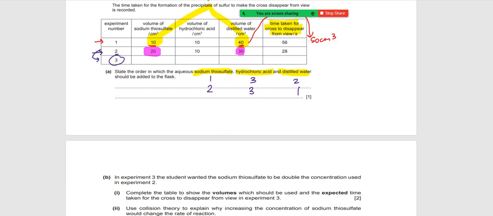What do I use? What sodium thiosulfate volume do I use? 40. And this one, the water, I use how much? 10. And this one, the hydrochloric acid, I must use 10. Hydrochloric acid cannot change, right? Does everybody understand why I use 40 and 10 here? You must understand this one. 40 and 10 together, how much? 50. Okay, 40 and 10 total must be 50.